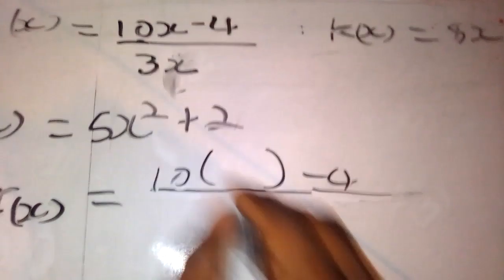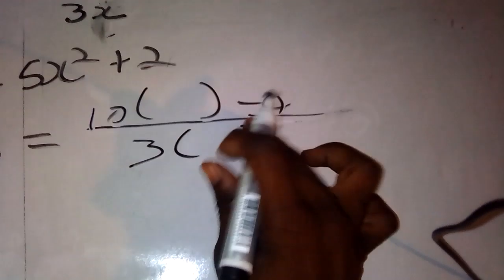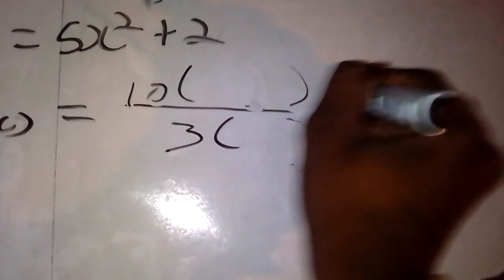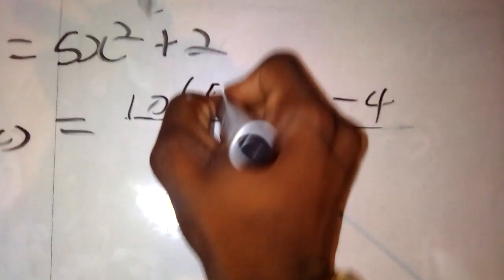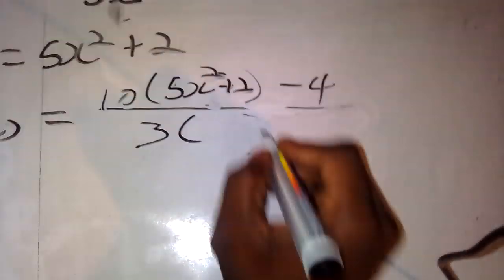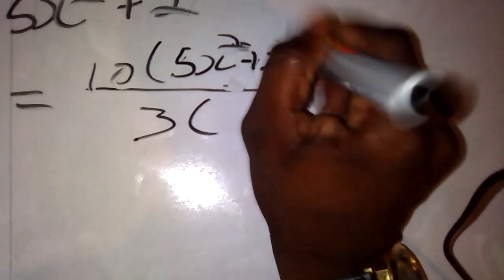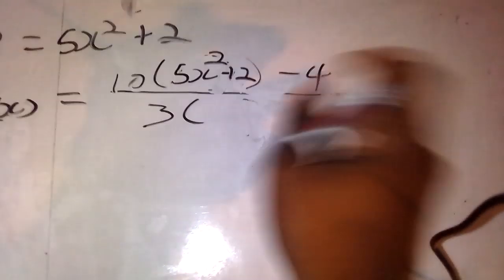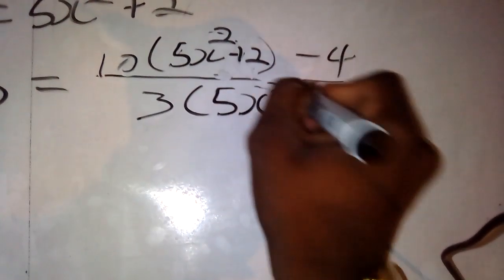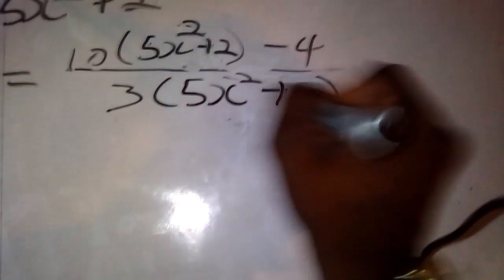So instead of writing 10x minus 4, I put 10 bracket minus 4, and here now I have 3x, so I should put 3 bracket. Now inside these brackets I need to put the function f of x. I need to put f of x inside these brackets here. Let's extend it a little bit. So in here I'll put 5x squared plus 2. That's 5x squared plus 2, right? And here minus 4, then you have 5x squared plus 2, and close the bracket.